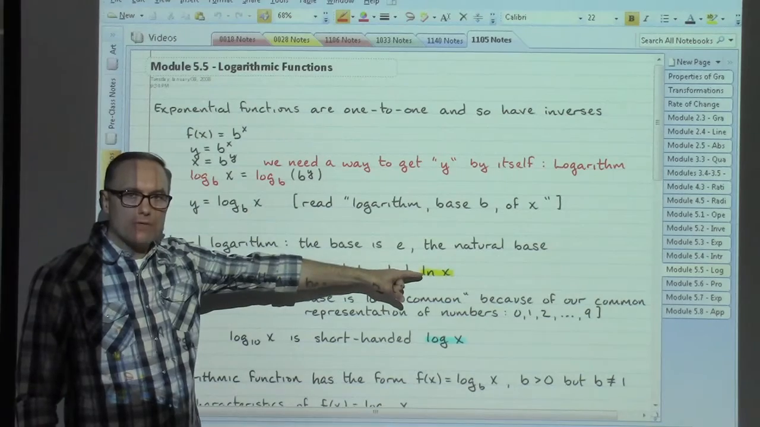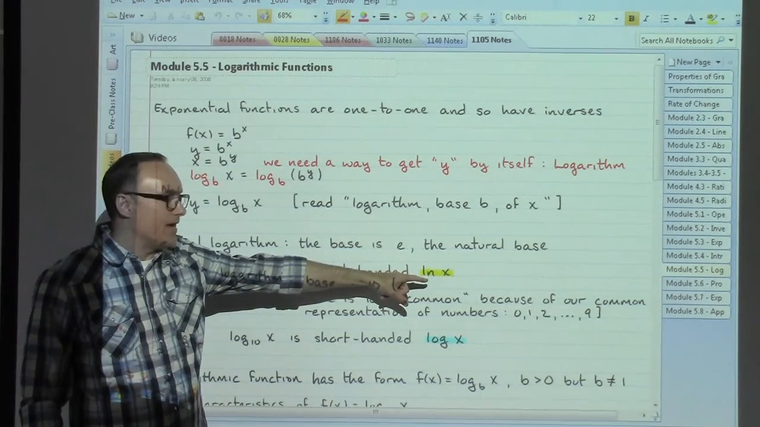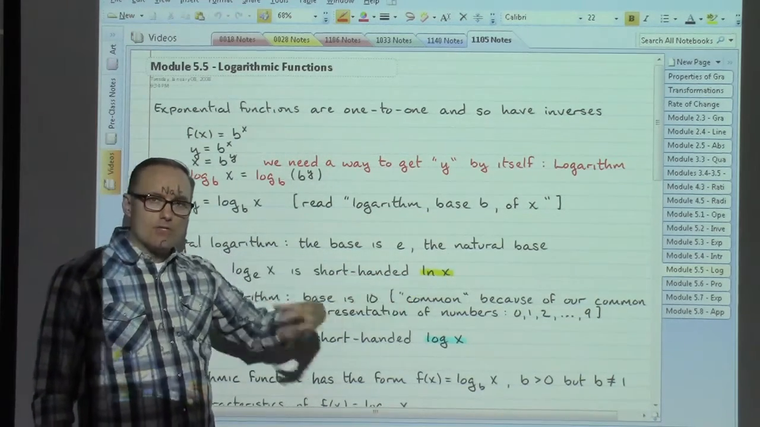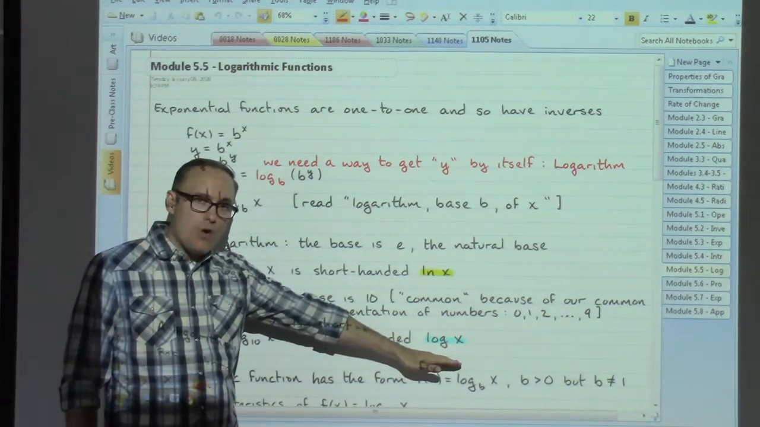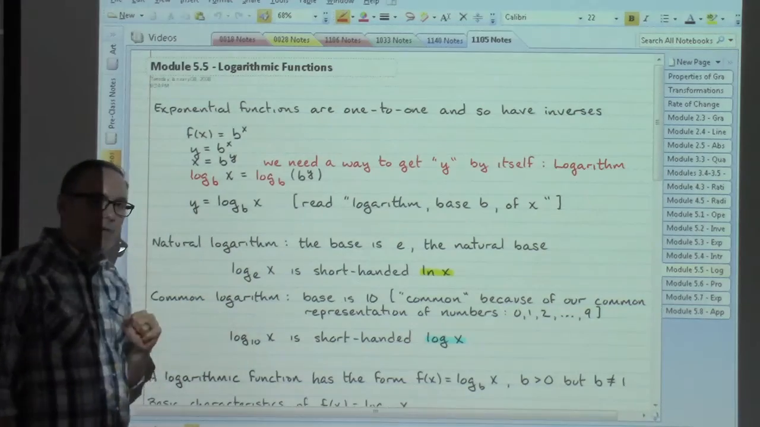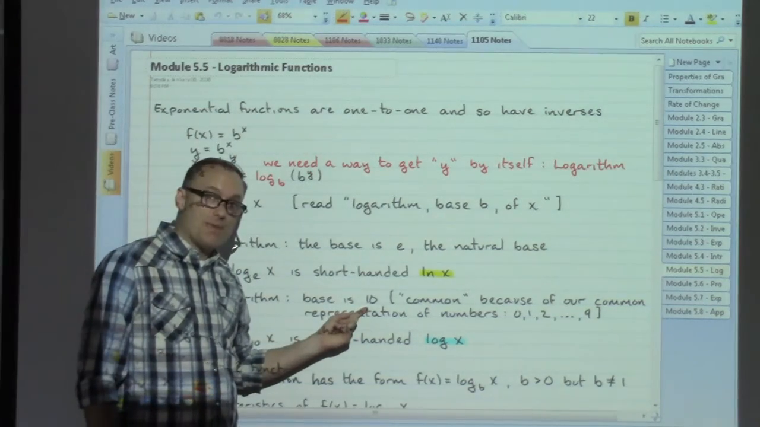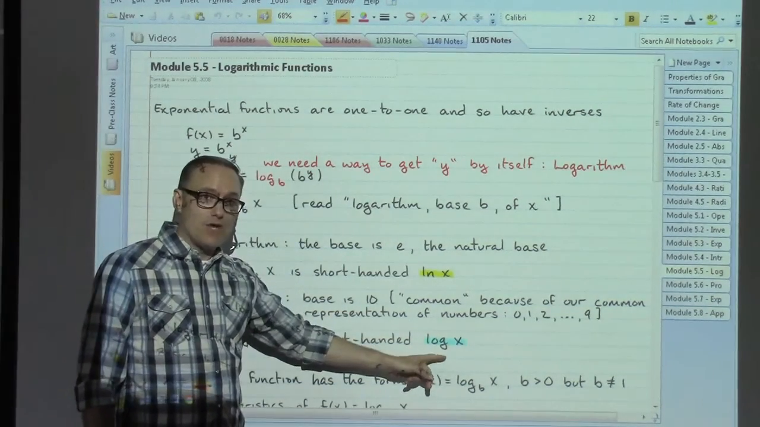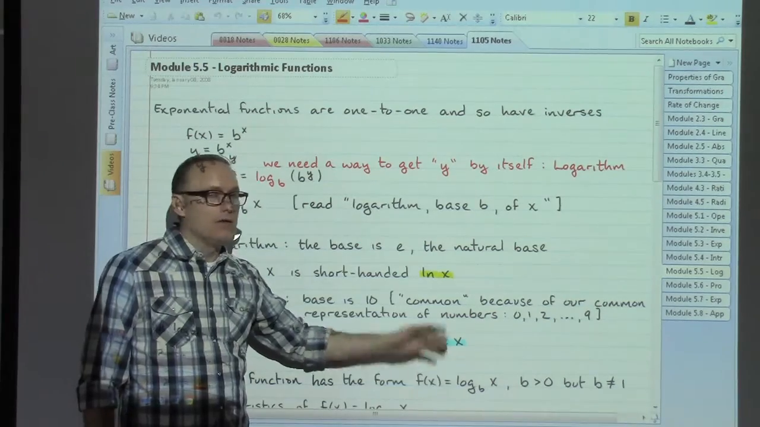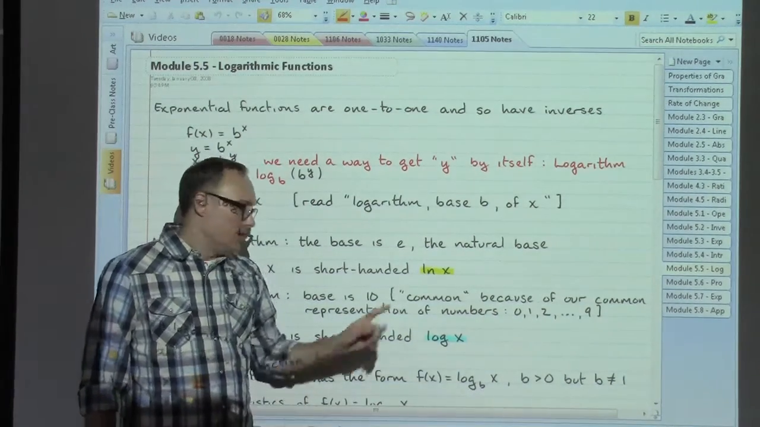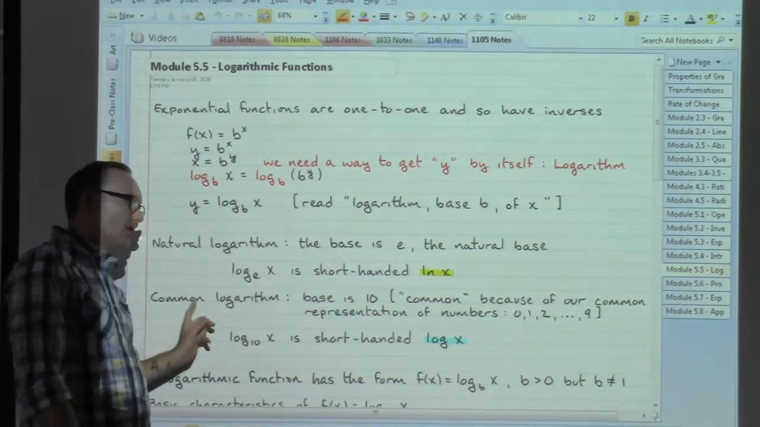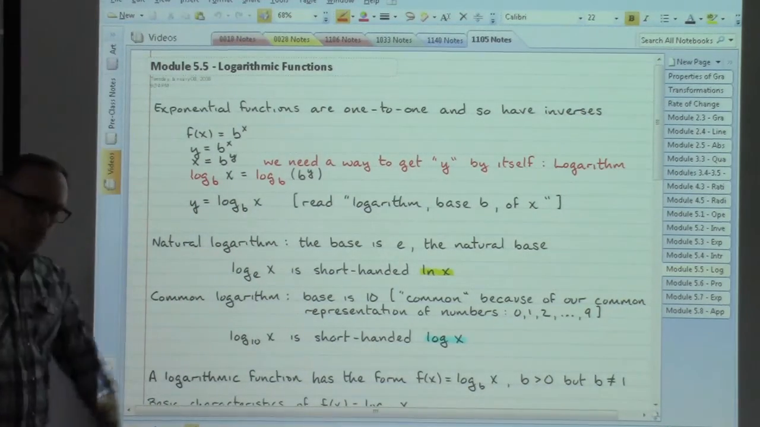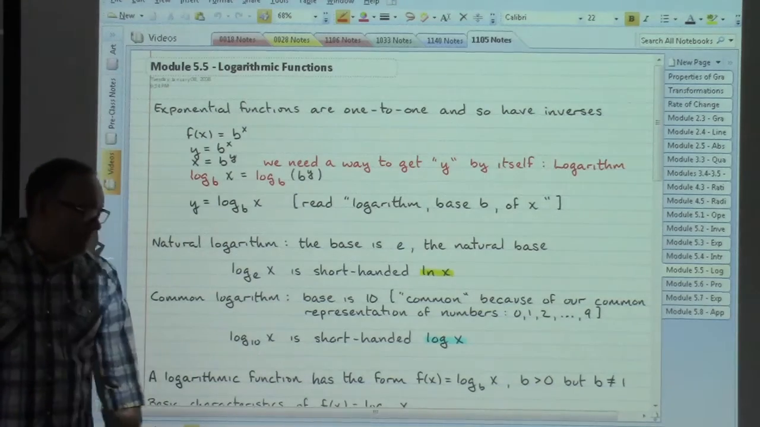So natural logarithm, it's not log spelled out, it's ln. So it stands out on its own, doesn't have a base. Log, no base, automatically means common log, automatically means base 10. That's the only time we see the log without a base. Log all by itself, base 10, common log. So we have these kinds of traditions in place.